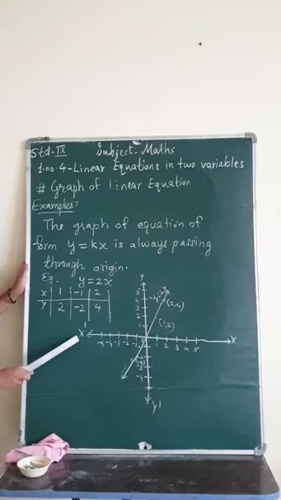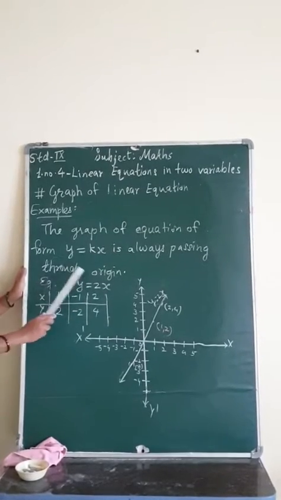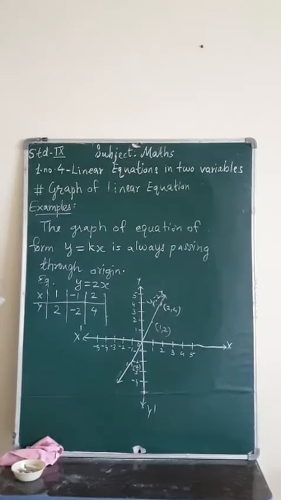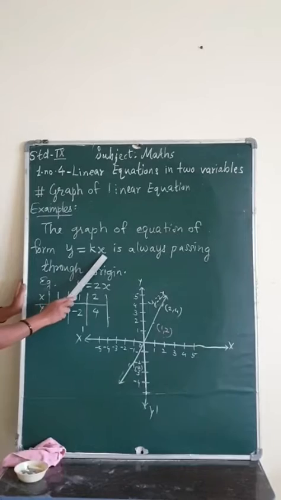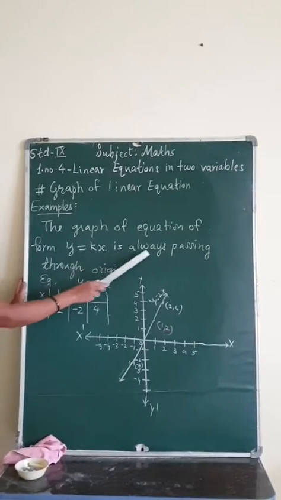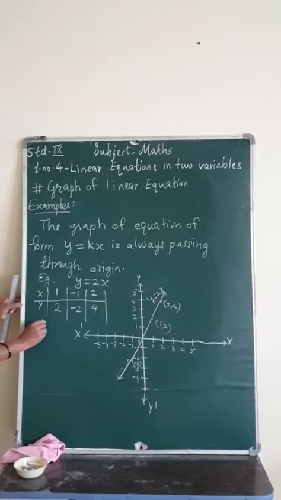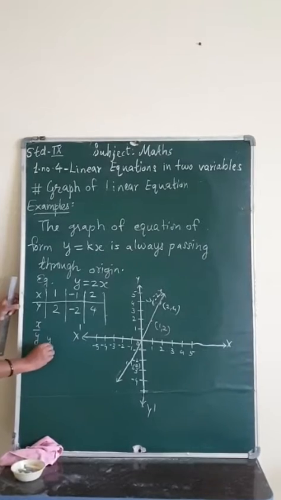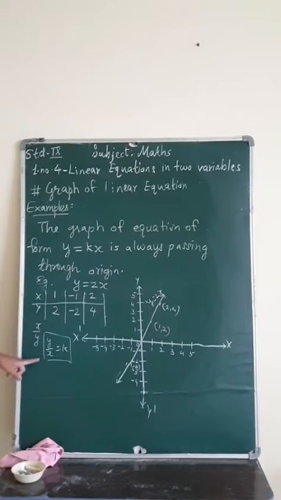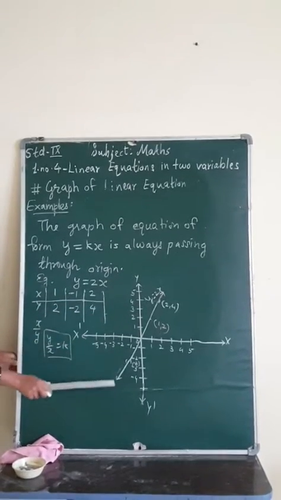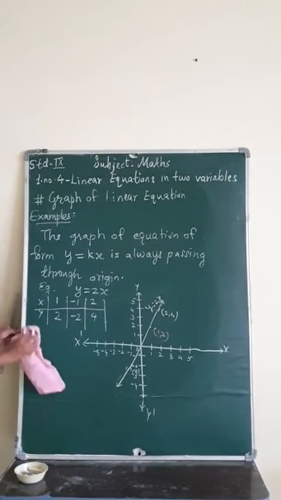So this is what we say: the graph of an equation of the form y is equal to kx is always passing through the origin. The equation always has the ratio of x and y, or y and x, constant. So the graph of this type of ratio is always passing through the origin. You will come to know when we solve this concept in another lesson.